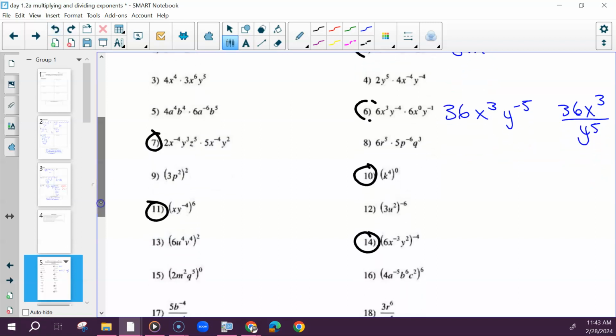Number 7, multiply the 2 and the 5. Combine your x's, so that would be negative 8. Combine your y, so 5. And the z doesn't have a like base, so it just stays 5. And then the x gets brought down. Make sure you aren't bringing down the number with it. These are next to each other, they're multiplying to each other, but they're not connected. So 10y to the 5th, z to the 5th over x to the 8th. Questions on that one?